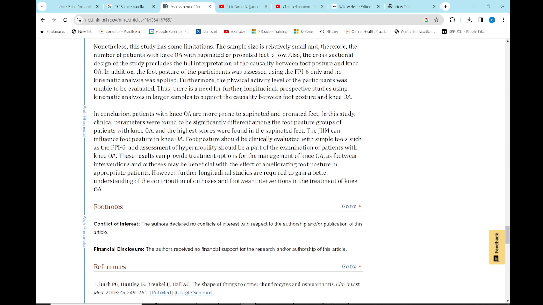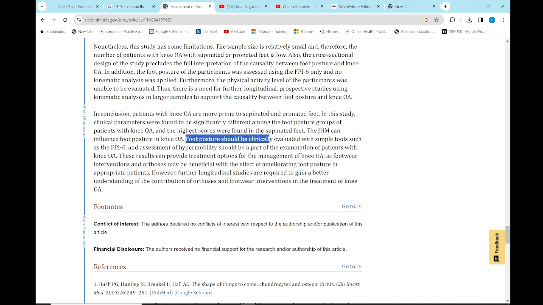So generally, in conclusion, patients with knee osteoarthritis are prone to supinate and pronate the foot. So their foot position is either going one way or the other too much, which coincides with either wearing out the inside or the outside of the actual knee. In this study, the clinical parameters were found to be significantly different among the foot posture groups of patients with knee osteoarthritis. The high score was found to be in supinated feet. And this is something that we've always realized, that people that have supinated feet generally have more problems with their knee. Supination means feet that roll out the other way.